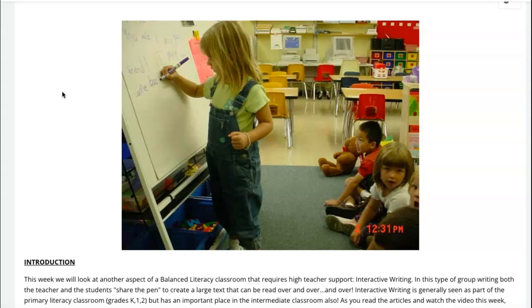While interactive writing happens daily in kindergarten and first, it is less frequent in grades 2 through 5. However, the length of the lesson may be 20 or 30 minutes versus 10 to 15 minutes in kindergarten and first. In grades 2 through 5, interactive writing allows for expansion and extension of genre studies. In all grade levels, the interactive writing is displayed in the classroom to be used as a resource for the students.